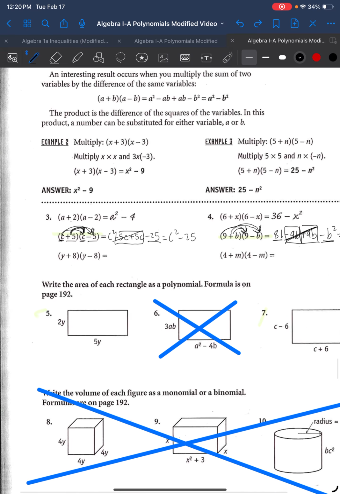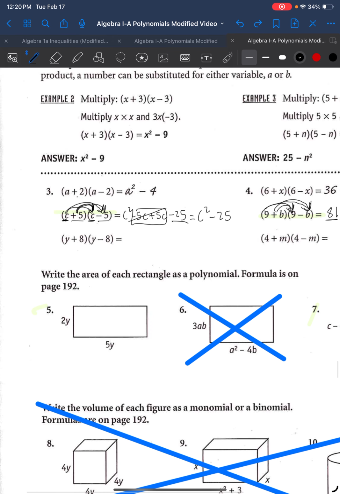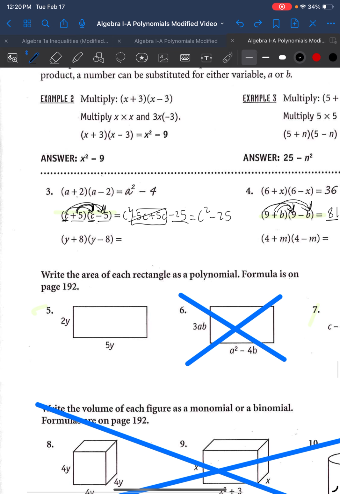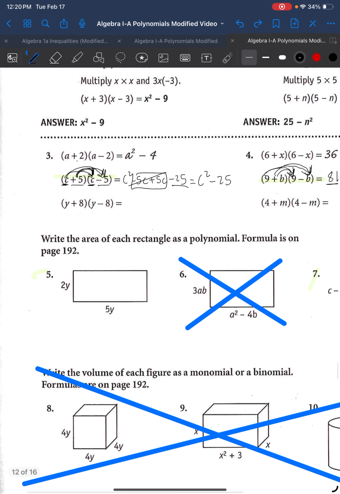All right, so this one says write the area of each rectangle as a polynomial. Formula is on page 192. We don't need to worry about that because when you're finding the area, you just multiply length times width, or base times height, or however you want to think about it. So all that is 2y times 5y. So when we think about that, 2 times 5 is 10, and y times y is y squared. So that's your answer there.